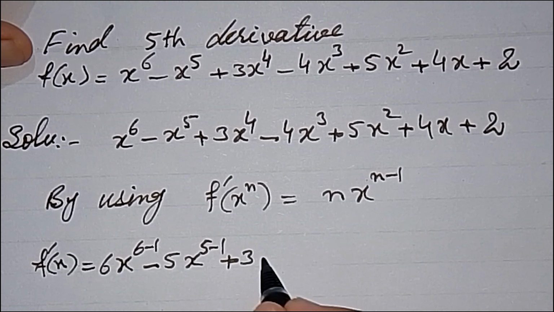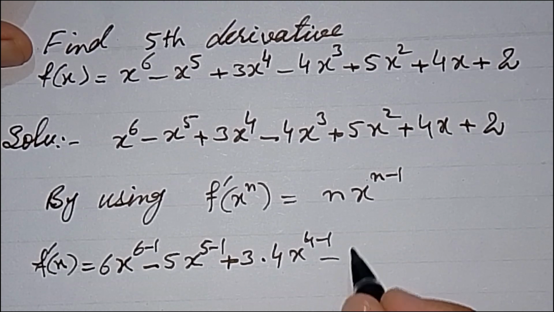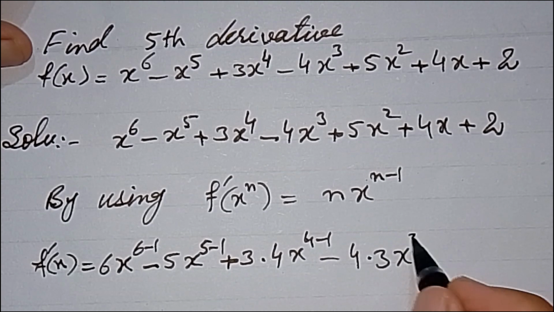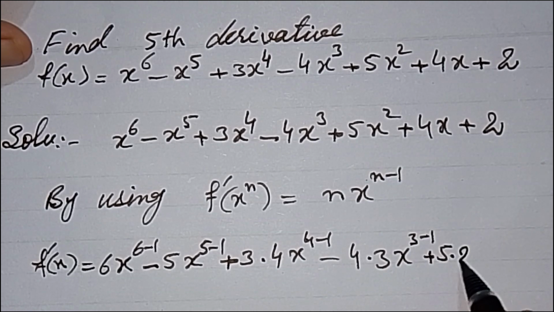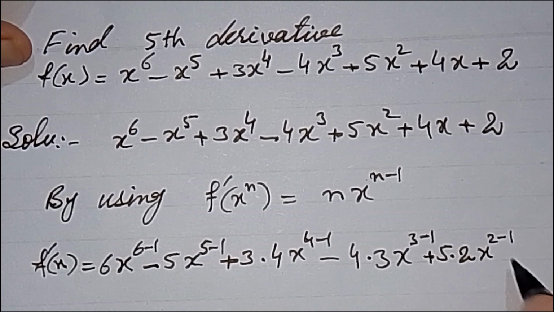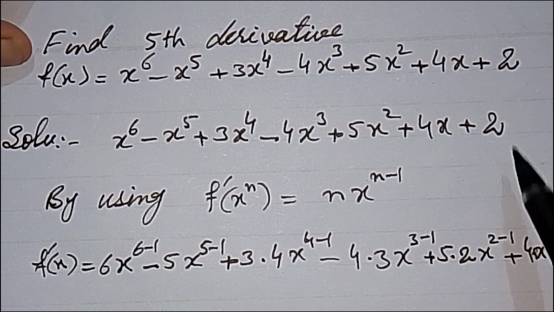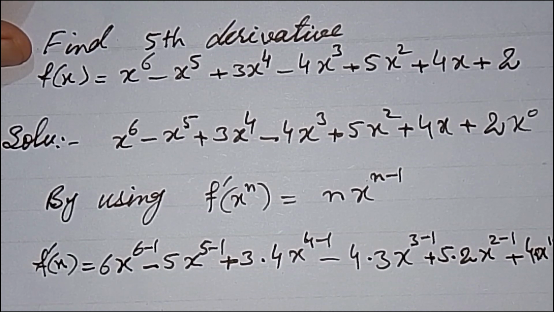plus 3 into 4 x raised to the power 4 minus 1, minus 4 into 3 x raised to the power 3 minus 1, plus 5 into 2 x raised to the power 2 minus 1, plus 4 into 1 x raised to the power 1 minus 1, plus 2 into 0 into x raised to the power 0 minus 1. Then f dash x.